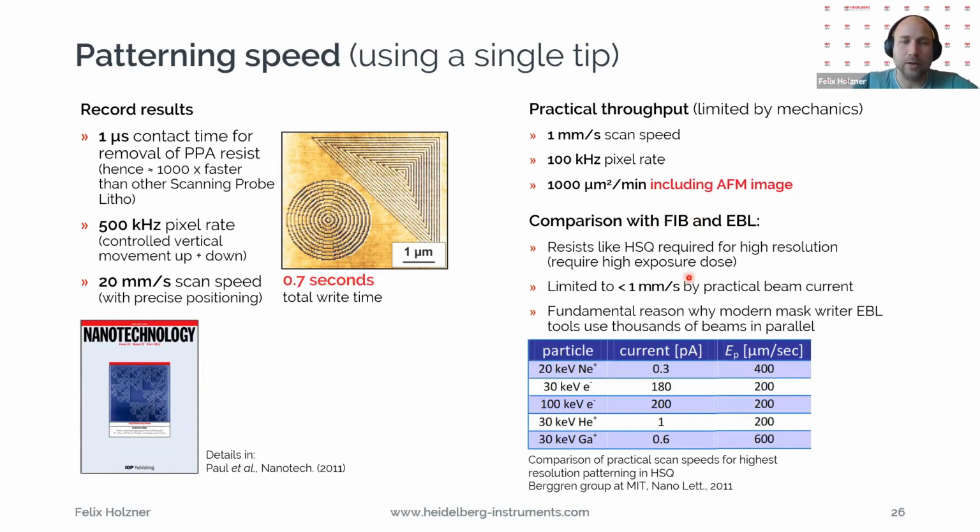That's a big advantage. And this speed, if you compare it with e-beam lithography, is similar to very high resolution e-beam, where you have to use a very high-resolution resist like HSQ, which needs a high dose, and you have to work with low beam currents to achieve this ultimate resolution. Then you're at a similarly low speed.